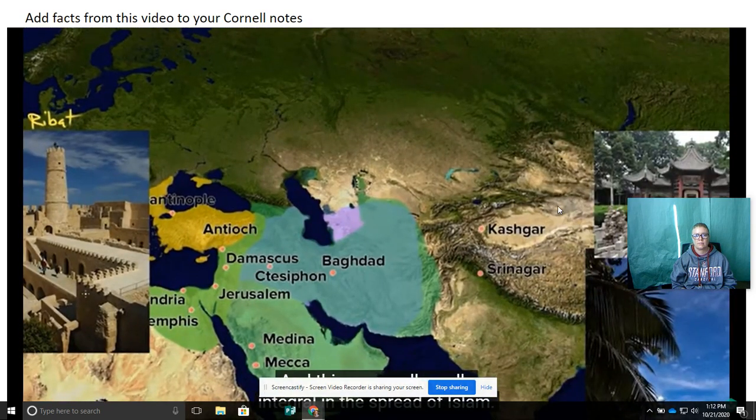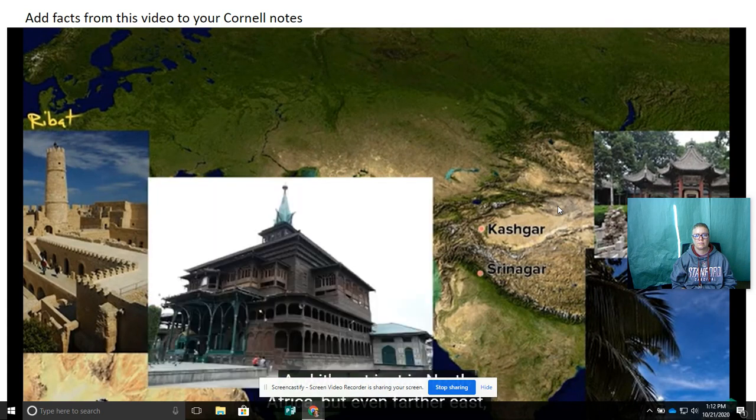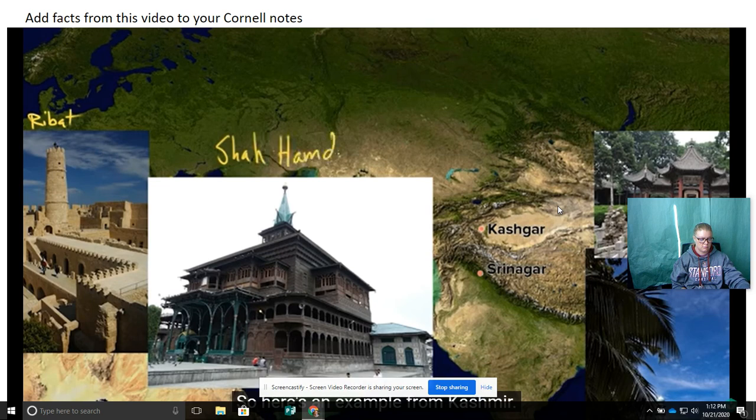And this was really integral in the spread of Islam. And it's not just in North Africa, but even farther east, you see different iterations of that. Once you get into former Persian territory and Indian territory, you have something called a khanqah. So here's an example from Kashmir. This is called the Shah Hamdan Mosque, a 14th century mosque. And this is a commemorative building. It commemorates an important Sufi leader.